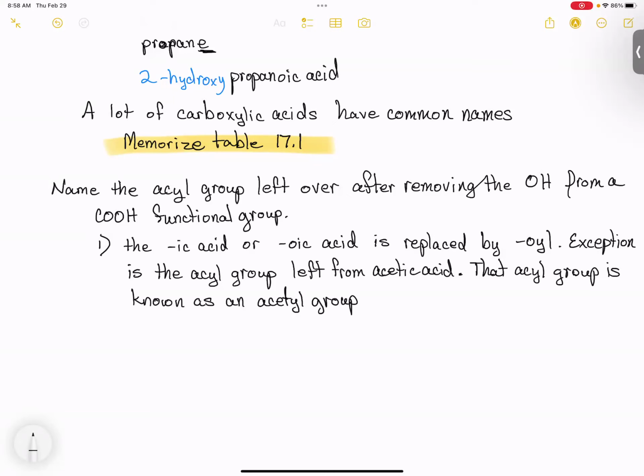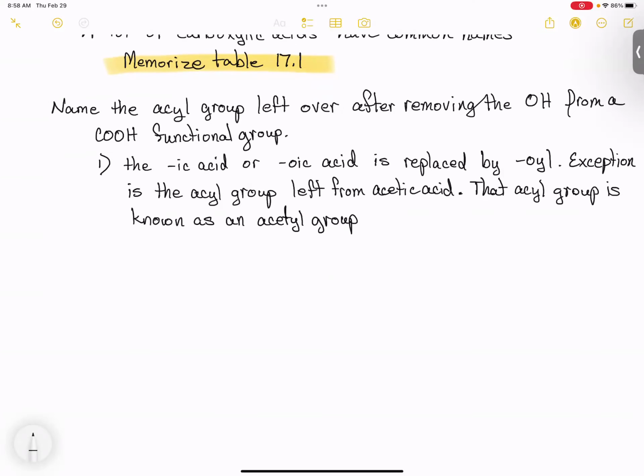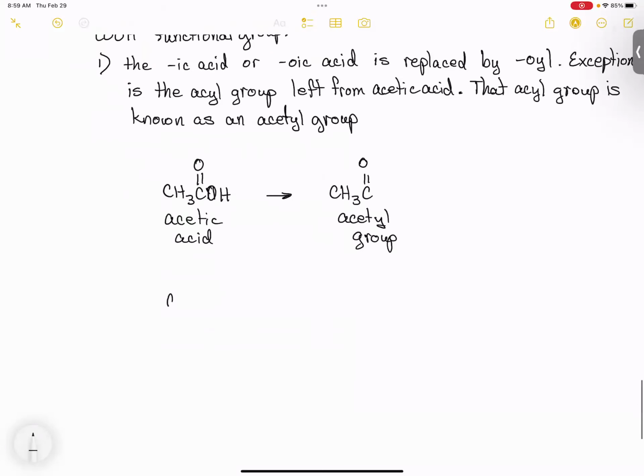So, for example, if I have CH3, C double bond O, OH, and I wind up with CH3, C double bond O without the OH, this is acetic acid. This is the acetyl group. But if I have, for example, CH3, CH2, C double bond O, OH, this is propanoic acid. Then the CH3, CH2, C double bond O is called the propanoyl group.